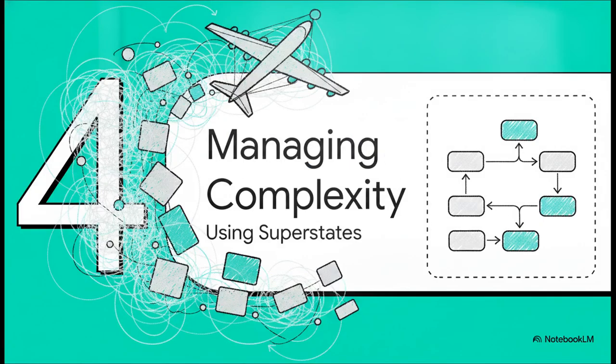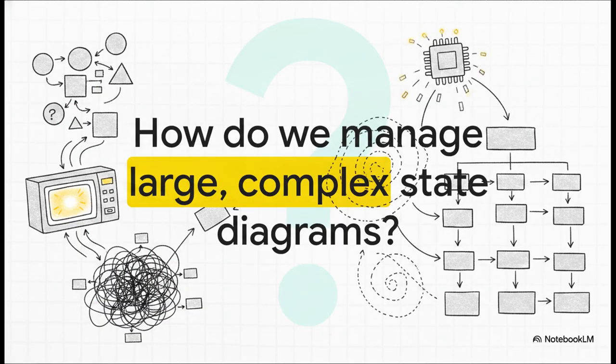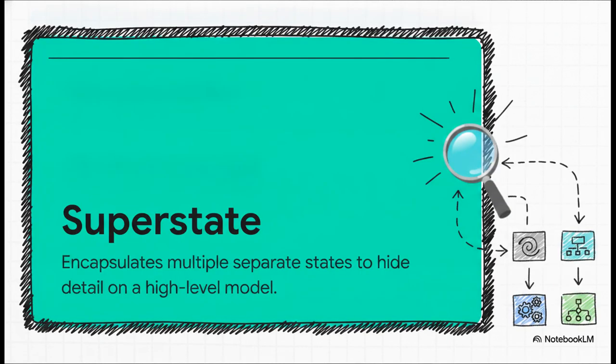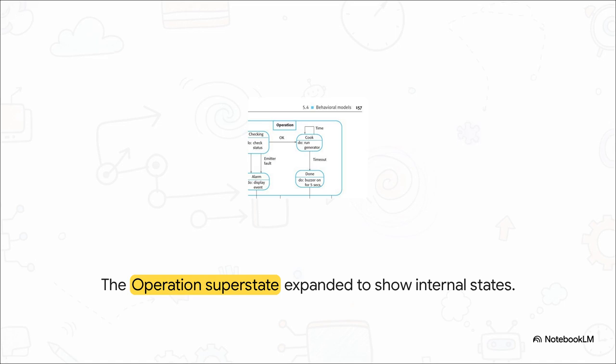That brings us to Section 4, Managing Complexity with Superstates. So think about it. If a simple kitchen microwave requires all those states and tables, how on earth do we diagram the behavior of something massive, like a commercial aircraft, without it turning into a completely unreadable mess of lines and boxes? Well, the answer is a lifesaver called the superstate. A superstate is essentially a conceptual box on your main diagram that bundles up a bunch of related substates. It completely hides the messy internal details to prevent visual clutter on the high-level view. But when you need to see exactly what's going on, you can just zoom in and expand that superstate on a separate, detailed diagram.